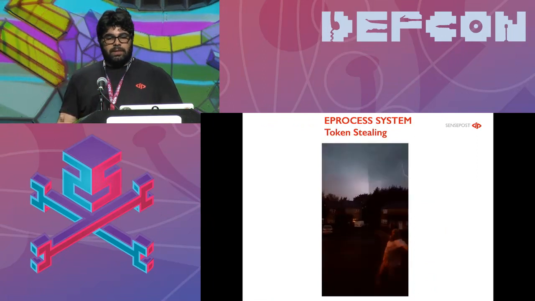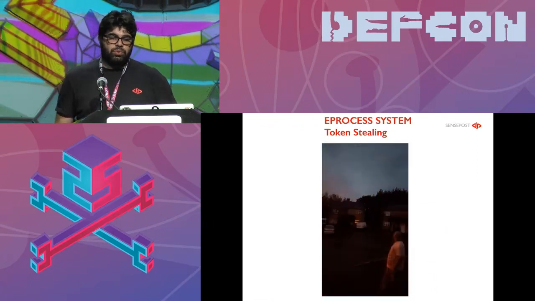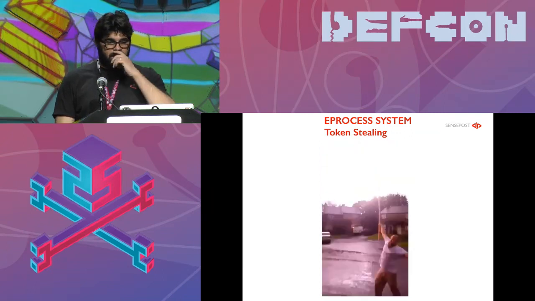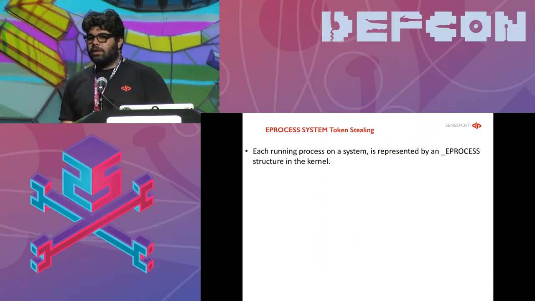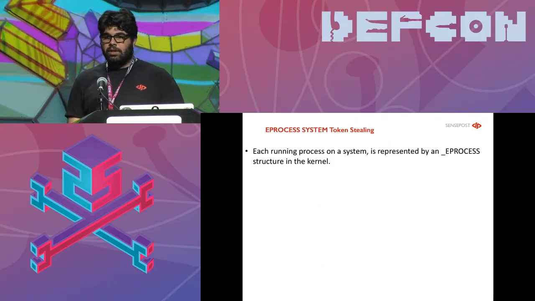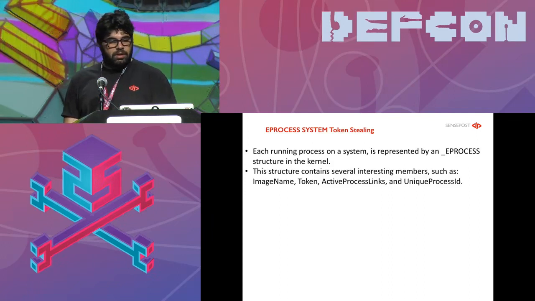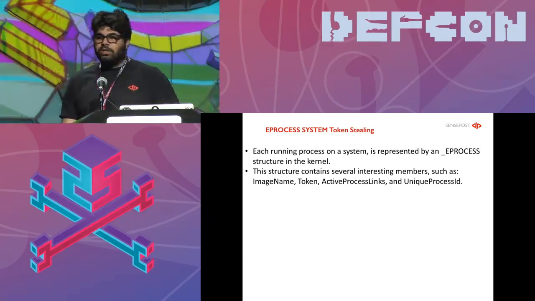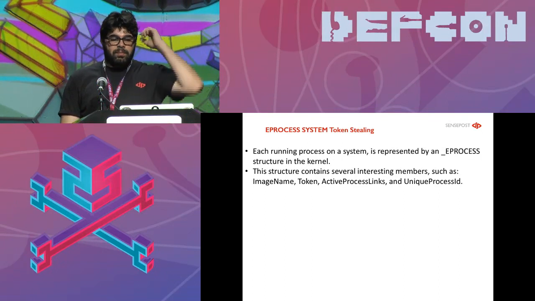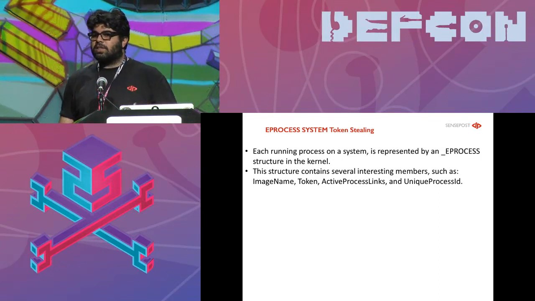Now, we need to move on to the next step of exploitation. What we need to do is try to steal the system EPROCESS token. Each process that is running on your system is represented by an EPROCESS structure in kernel memory. This structure contains very interesting members. It contains a member such as ImageFileName, which is the exe name, and it contains a Token. The token is the most interesting part of it, since this token represents the security permission that this process has. Also, it has a member that is the ActiveProcessLinks, which is a doubly linked list pointing to the next EPROCESS entry in kernel memory, and the UniqueProcessId, which is the PID of the current process.